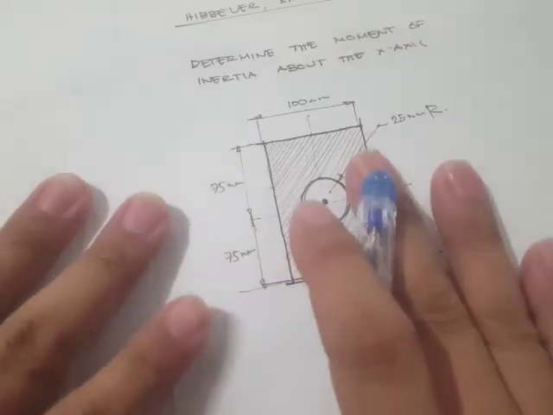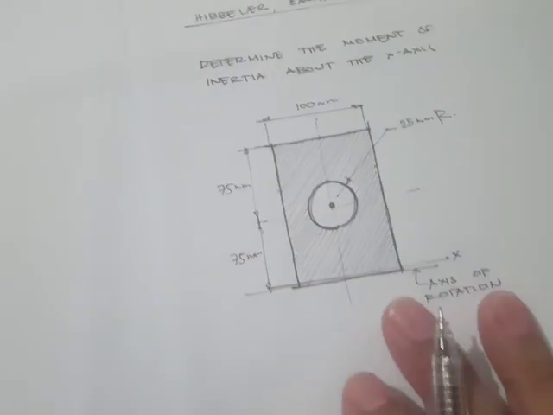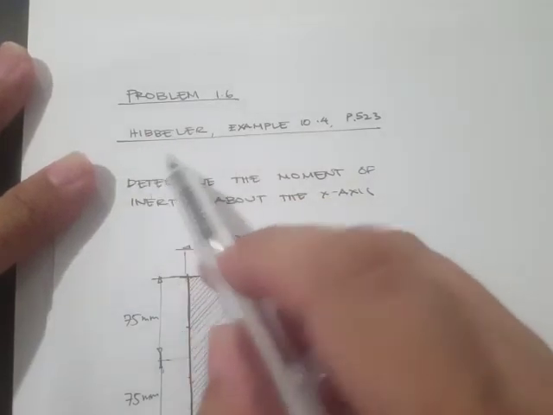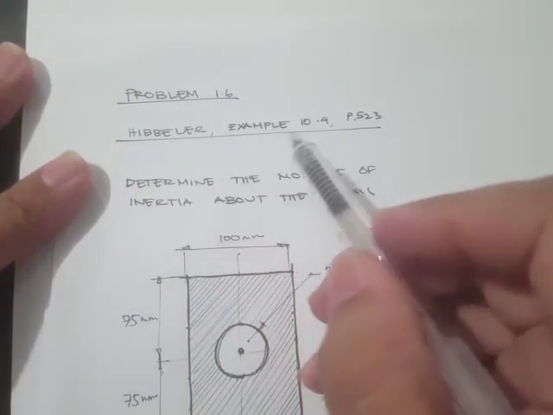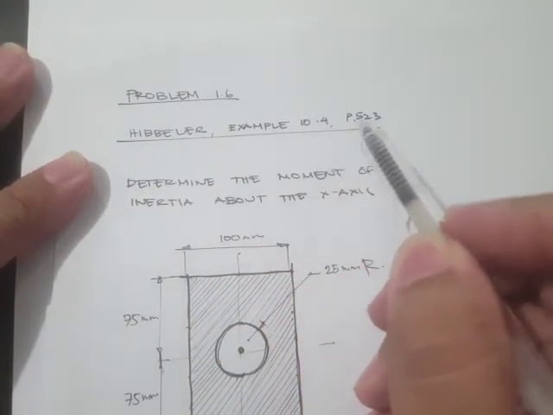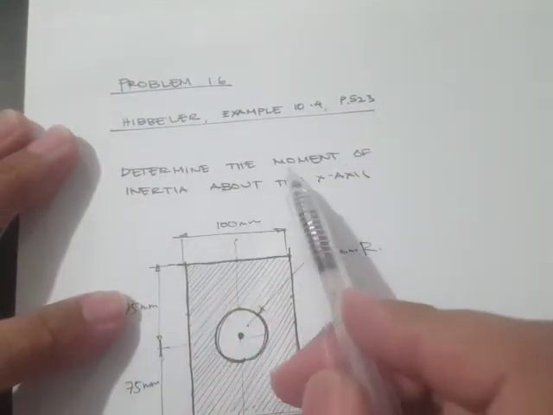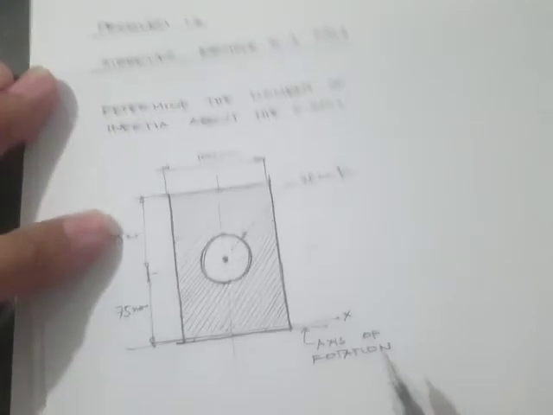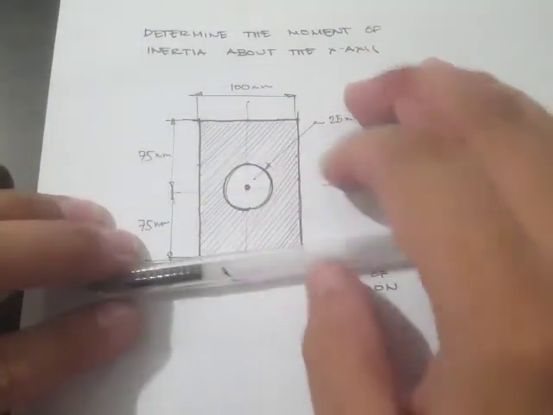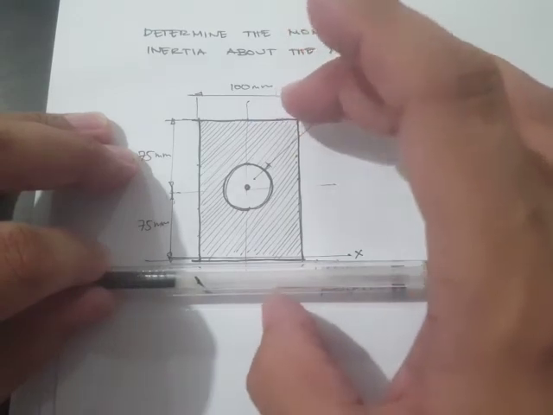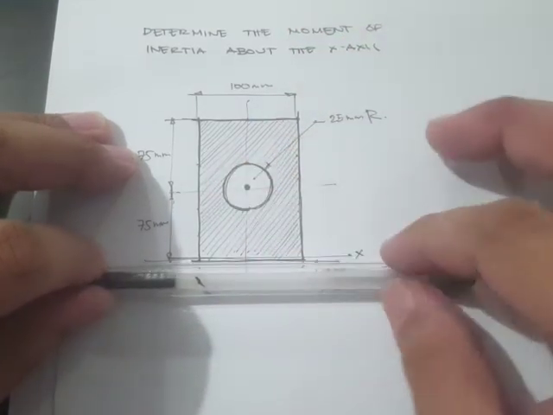So now let's have a sample problem for this moment of inertia. This is our problem 1.6, taken from the textbook of Fibular, example 10.4, page 523. The problem says that we are to determine the moment of inertia about the x-axis. So here is our shape, a composite shape made up of a rectangle and a circle.